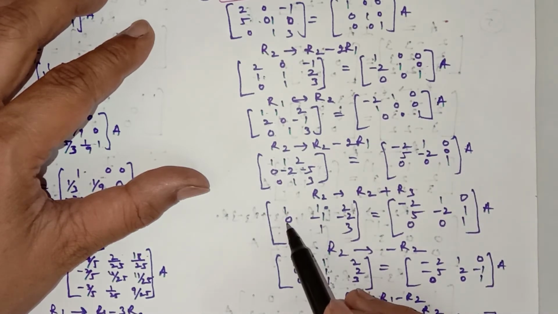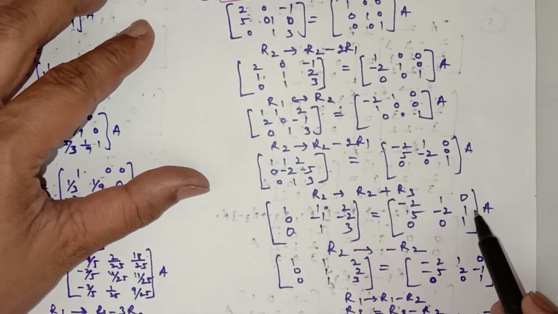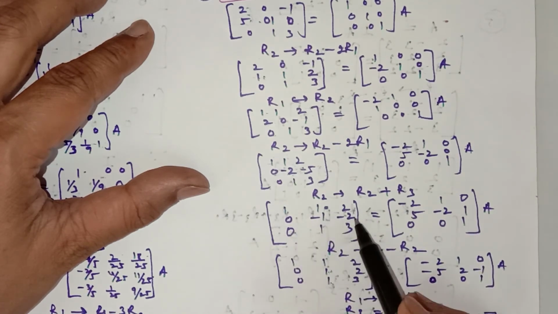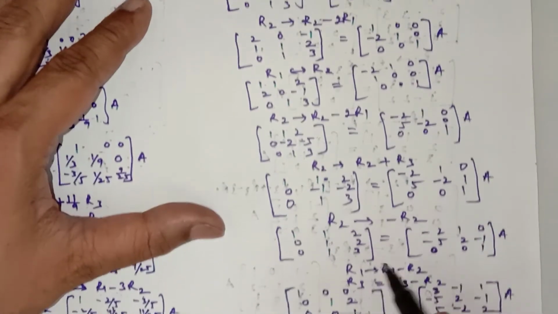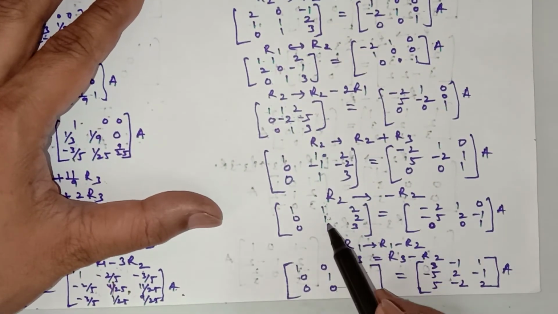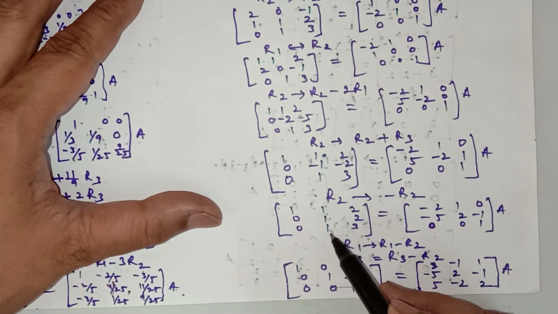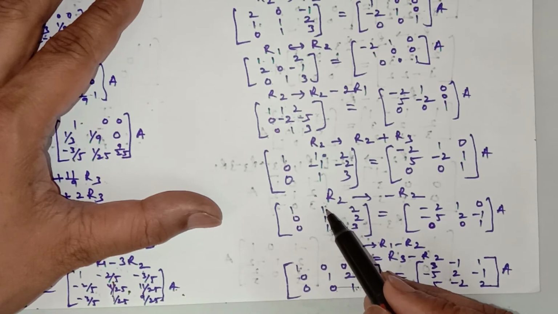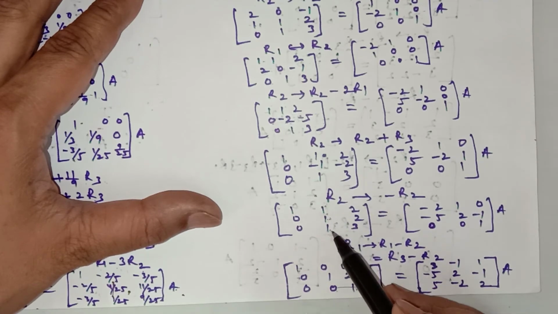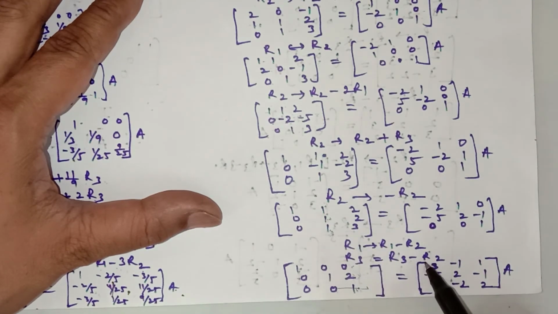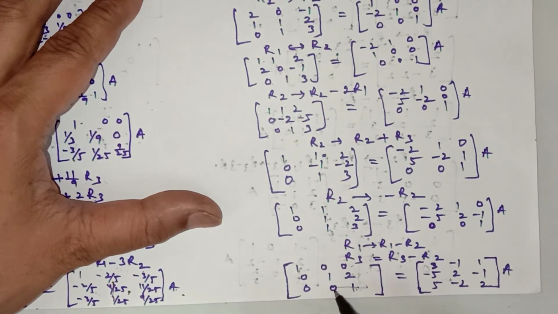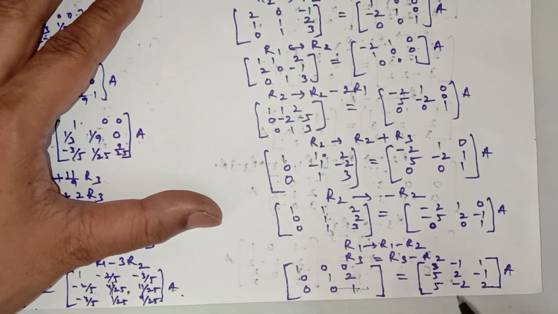Now you can divide the second row by minus 1 or multiply the second row by minus 1, you will get 1 here. So 0, 1, 2, minus 5, 2, 1. Multiplying the second row by minus 1, I've got 1 here. Now you can make these two elements as 0. So R1 is equal to R1 minus R2, and R3 is equal to R3 minus R2. You will get 0 here. The property you are using on the left hand side, you have to use in the right hand side also.